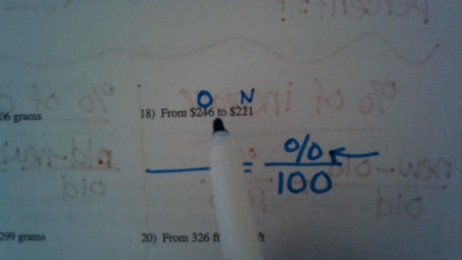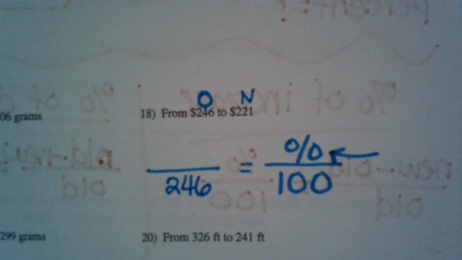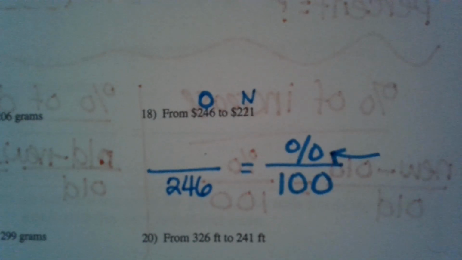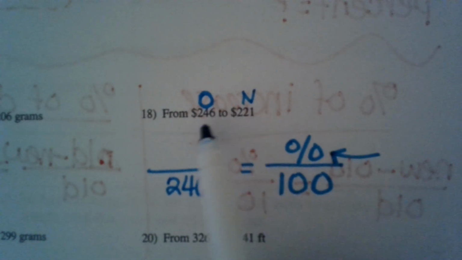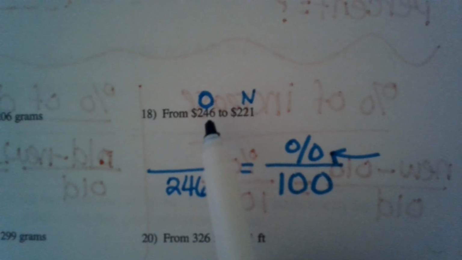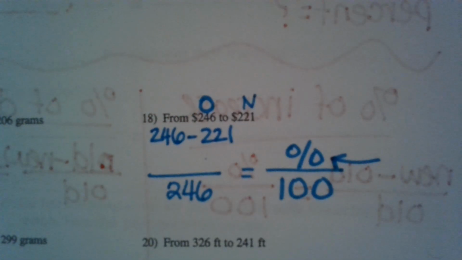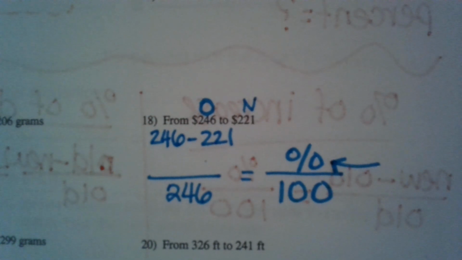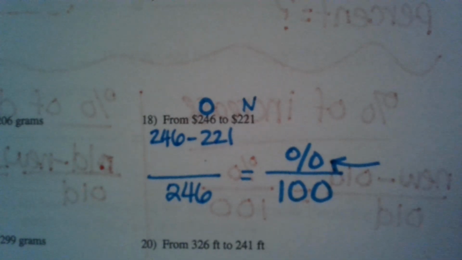So now, you know your original needs to go on the bottom. So this is going to be 246. The top part is determined by the amount of the difference. So how far apart or how much less is $221 away from 246? So I will have to subtract 246 minus 221. Again, use Desmos, use your calculator, you can even work it on the side here, okay? You end up getting 25.